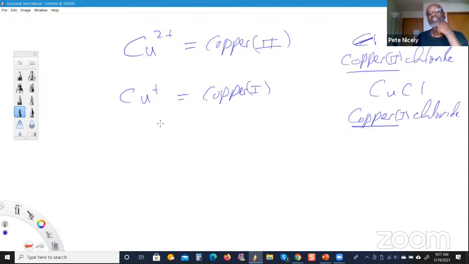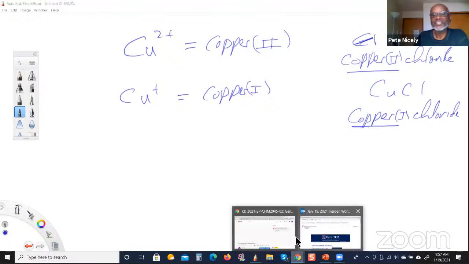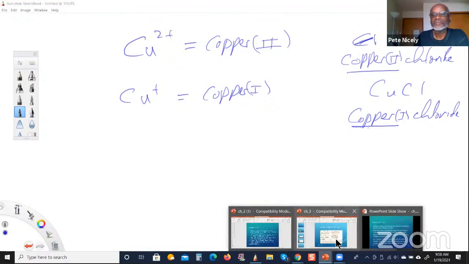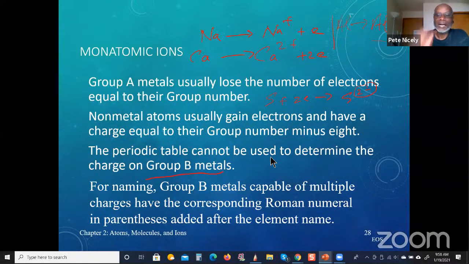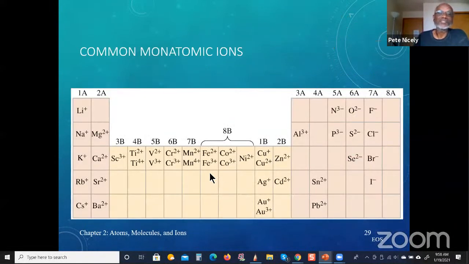And there are several examples of these types of ions in the transition region of the periodic table. Okay, so these are just a few examples of the monatomic ions. We have the ones belonging to the representative part of the periodic table, the A-type elements, group 1A, 2A, 3A, 4A, all the way to 7A. And then we have those in this region right here. And you'll notice that there are several of them that can display more than one type of charge.